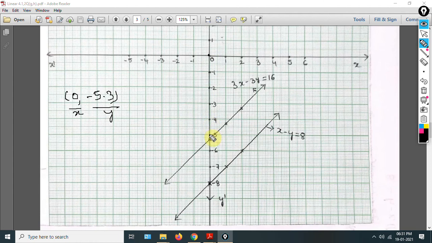Minus 5 is here, but it is saying minus 5.3, so a slight horizontal line will be there. The first line will be minus 5.1, the next will be minus 5.2, the next will be minus 5.3. So here I will put one point. Okay. Next.